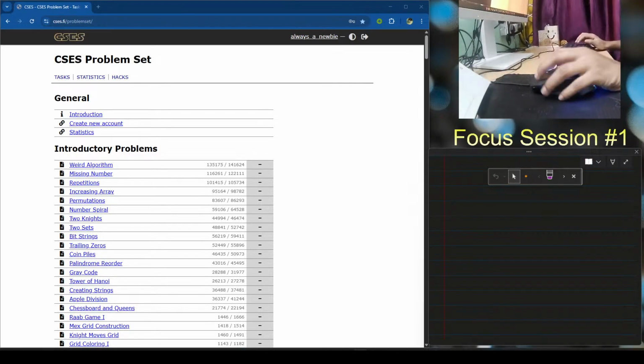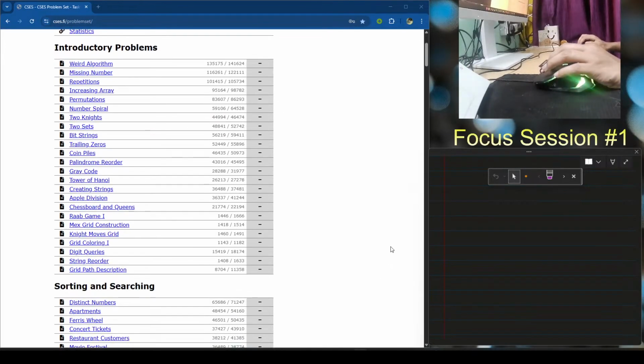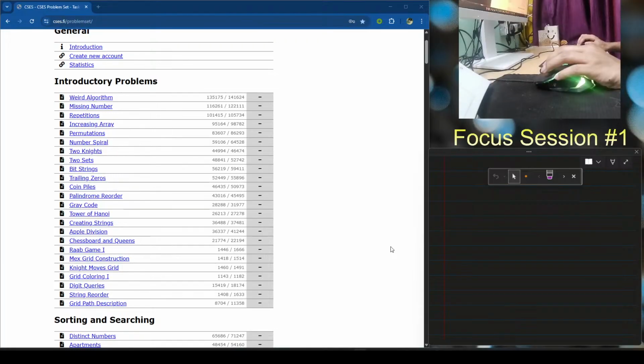Okay, so let's start solving the CSES problem set. The goal is to learn programming again as a newbie, as I've forgotten most of it because of laziness. So let's start with the first problem without wasting any time.